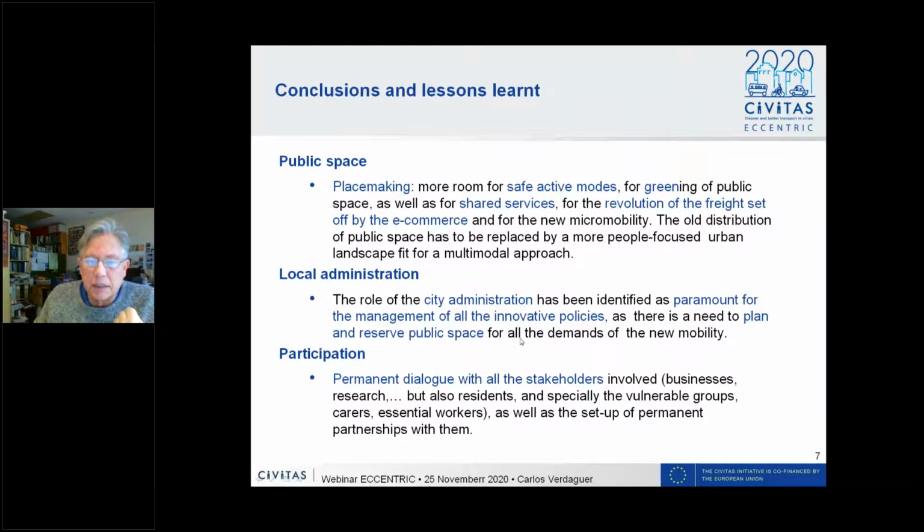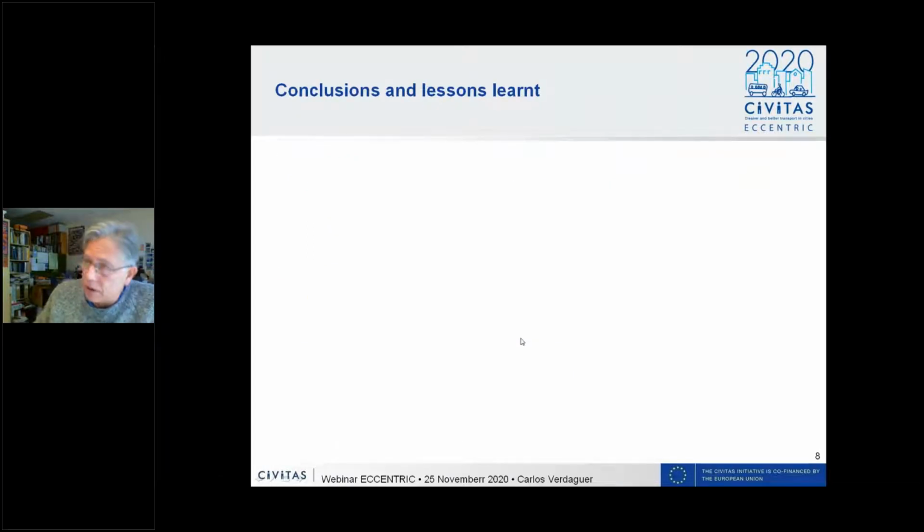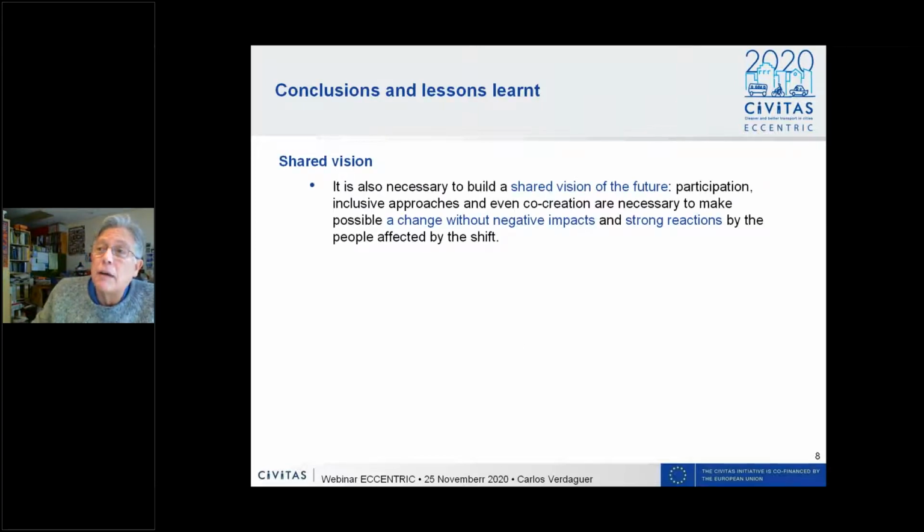So participation is an important tool. It's not an option. It's necessary for getting sustainability. It's very relevant to get to a shared vision, to build a shared vision of the future we want for our cities. So the inclusive approach and the co-creation are necessary to make this change possible without negative impacts and strong reaction by the people affected by the shift. This is very important. It's better to ask and better to inform than to wait for the reaction.